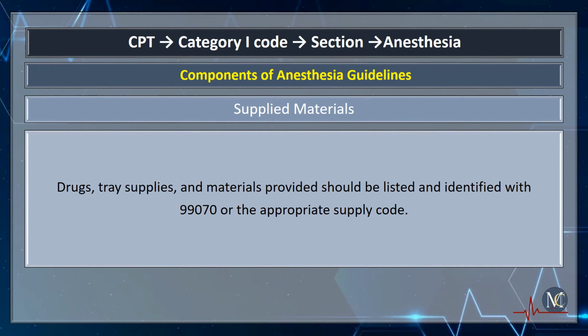Next component of the anesthesia guideline is supplied materials. Supplies and materials provided, for example tray, drugs, over and above those usually included with the office visit, and other services rendered may be listed separately. Drugs, tray supplies, and materials provided should be listed and identified with a 99000 series code or the appropriate supply code.